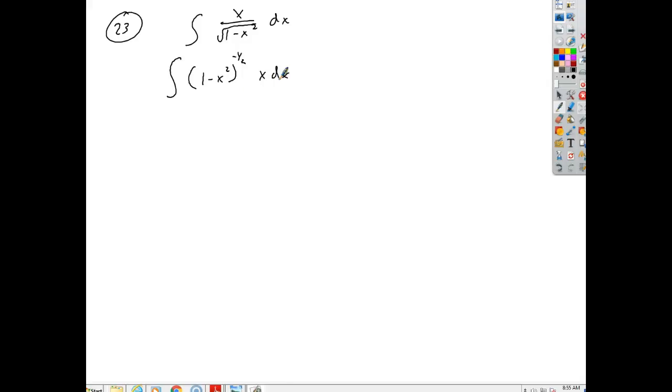So u equals the ugly part. What's the ugly part? The 1 minus x squared. So du equals negative 2x dx, right? I did that super fast. Is that okay, sir?